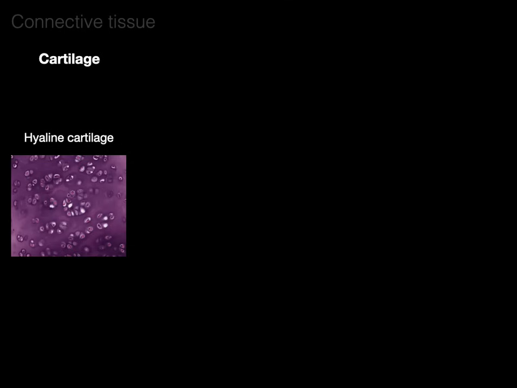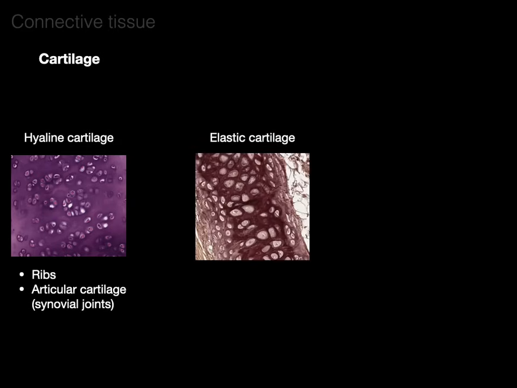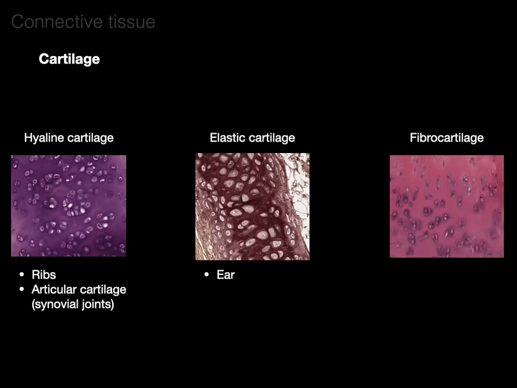Cartilage. There are three different types of cartilage. Hyaline cartilage, which we find in the ribs, your costal cartilage, or the articular cartilage, the bumpers you find at the end of every long bone, like in synovial joints, that's where you find hyaline cartilage. Elastic cartilage, as its name implies, has a high concentration of elastin, and we find this in the ear and the epiglottis because it's firm, but it goes right back to its original shape.